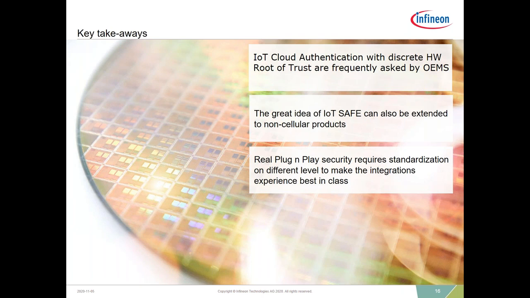For example, the trust provisioning is more designed for an eSIM. And here we think that we need to have some further interfaces to also get this done for products beyond eSIM. And also very important key takeaways, plug-and-play security requires standardization on different levels. And this is also something we try to achieve here with this IoT SAFE applet, because we can combine it with other standards as well, like shown from GP, I2C, or the APDU over I2C implementation, which at the end will make it very easy for our customers to integrate secure elements.